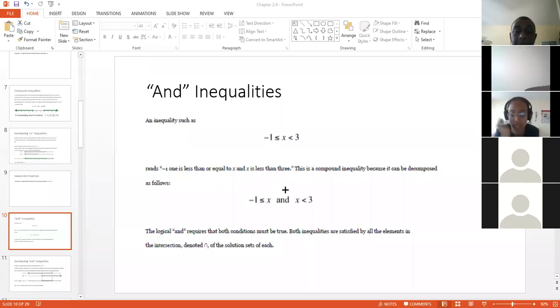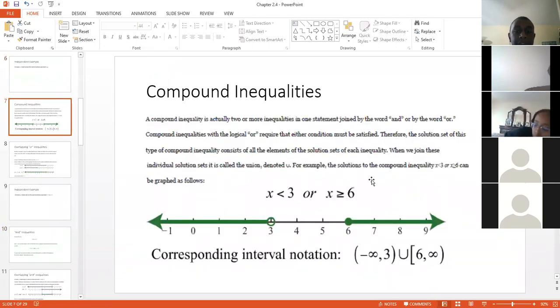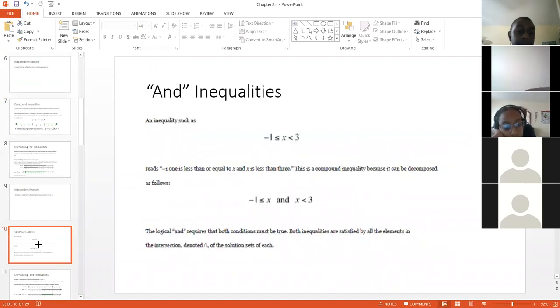So the and requires both conditions to be true. For or inequalities, we just had either one can be true. We can satisfy either the left one or the right one, it doesn't matter. But for the and inequality, it's very strict. Both conditions must be true. x must be greater than or equal to -1, and it must be less than 3. We'll see this intersection later.